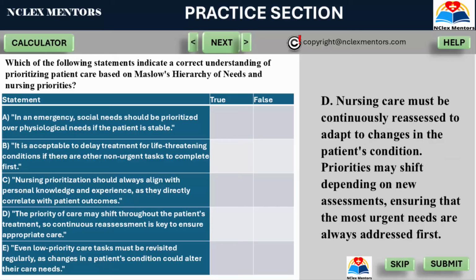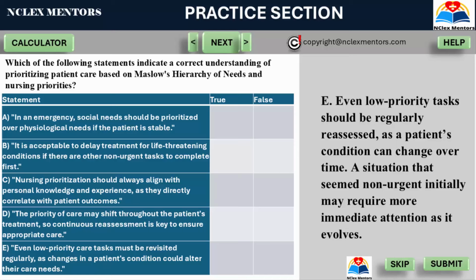Option D. This is true. The priority of care can shift as a patient's condition evolves. That's why continuous reassessment is so important. Priorities change, and nursing care must adapt to those shifts to make sure the most urgent needs are always addressed first.